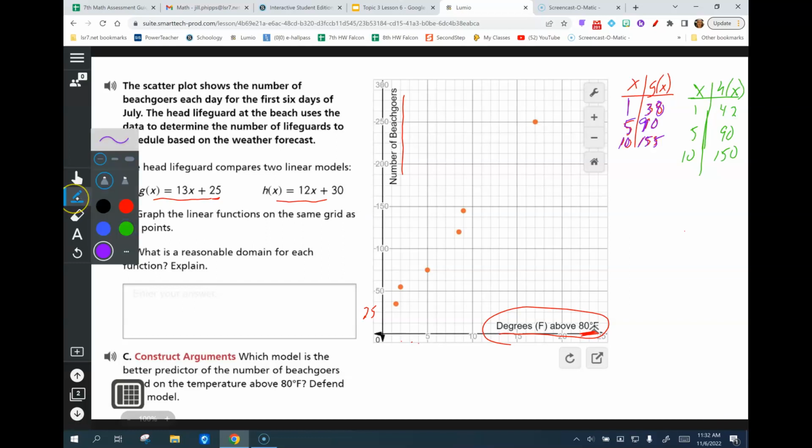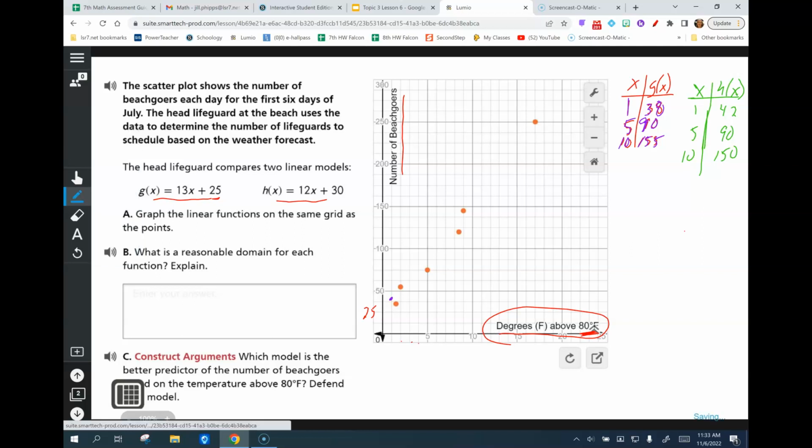So I came over here and I made tables for h of x and g of x. And I wanted to do them in different colors so you could see. So if I'm going to graph this one, it is 1 and 38. So you're going to have to approximate. There's 12, there's 37, so it's just right above that. And then we have 5 and 90. So 90, there's 75, there's 100, I don't know, someplace around there. And then we had 10 and 155, so just right above there. So that line, if you're in your book, take a straight edge so that you can actually see what is happening. Okay, there's one line.